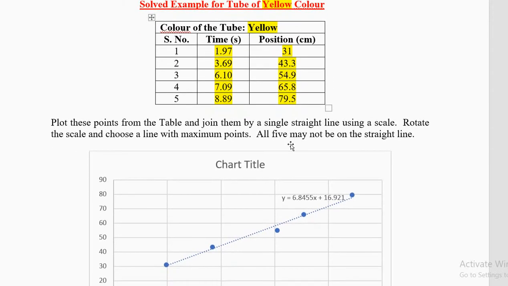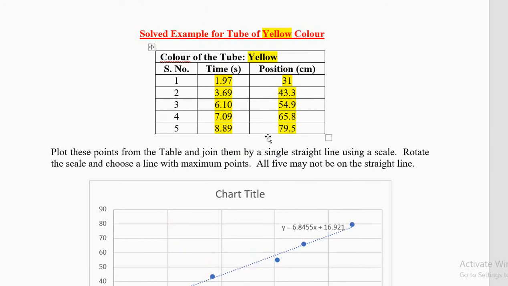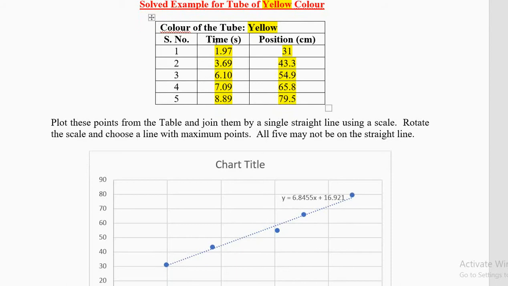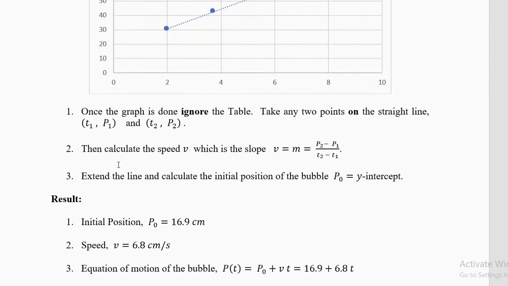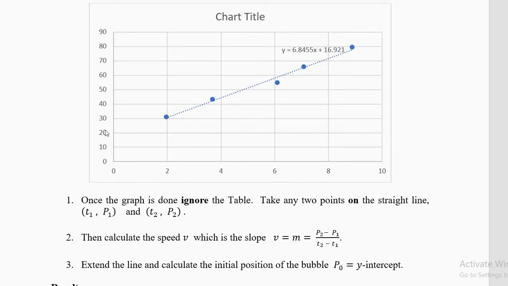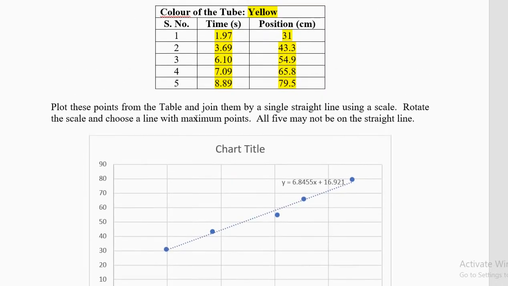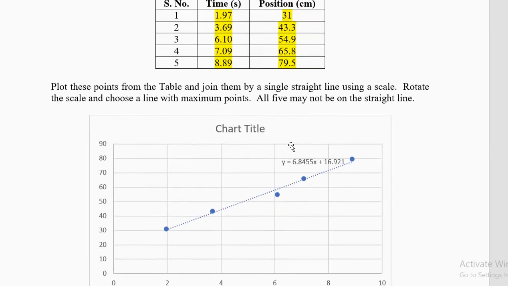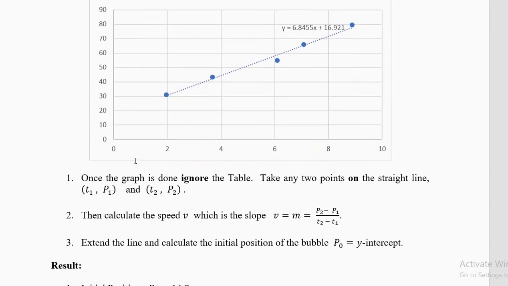Now this is the data for the yellow tube. What you have to do: there are 5 points here, T comma P. The points are T comma P because it is x comma y. The x-axis corresponds to time and the y-axis corresponds to position. Look at the position: 0, 10, 20, 30, 40. It goes up to 90 and your experiment stops at 80 centimeters in this case, and the time is 8.9 seconds approximately. So look, 0, 1, 2, 3, 4, 5, 6, 7, 8, 9, 10.